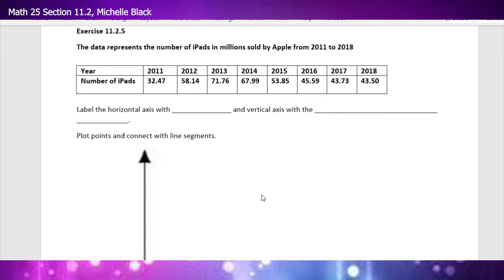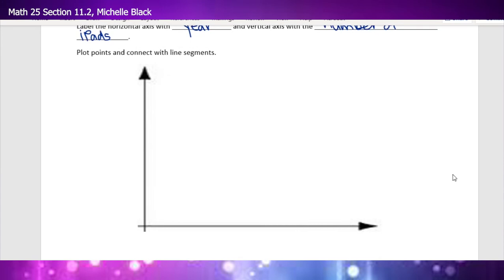Exercise 5. The data represents the number of iPads in millions sold by Apple from 2011 to 2018. When we're doing our time series graph here, we want to label our horizontal axis with the year and the vertical axis with the number of iPads. So we want to plot points and then connect them with line segments. So across the bottom we have our years, which start at 2011 up through 2018.